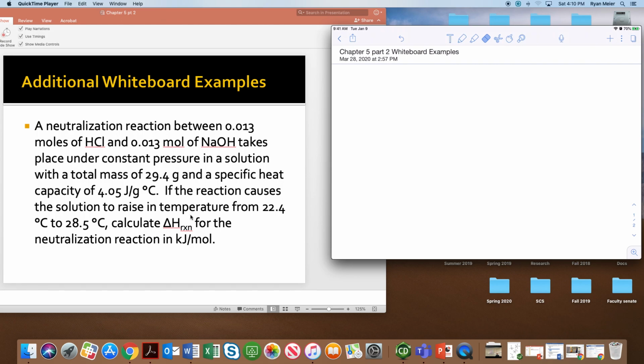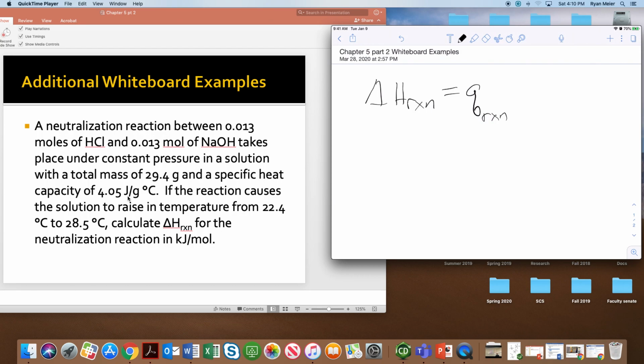A couple things right off the bat. We're looking for delta H. In general, we said at constant pressure, delta H is just equal to Q. And we'll say Q of our reaction in particular. We'll see why I'm going to want to be specific here in just a moment.